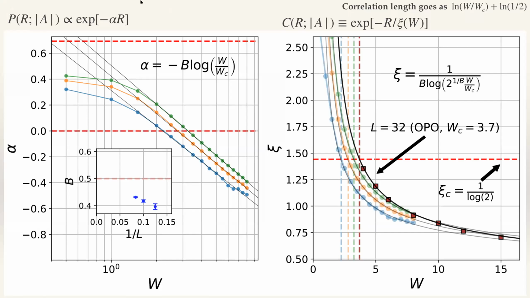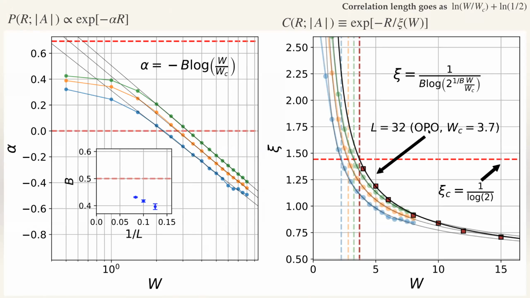This is the e to the minus alpha r. We plot it in various ways. We stare at it in various ways. And what we find is on the MBL side at large W, this is on a scale that's a log x, we find that it goes as log W over WC.